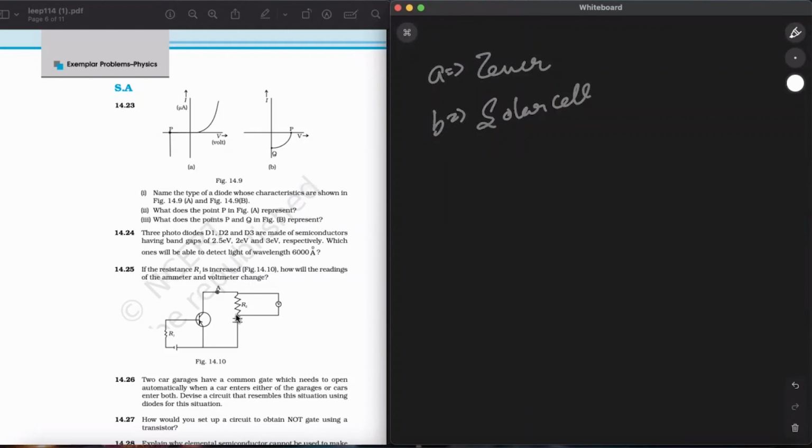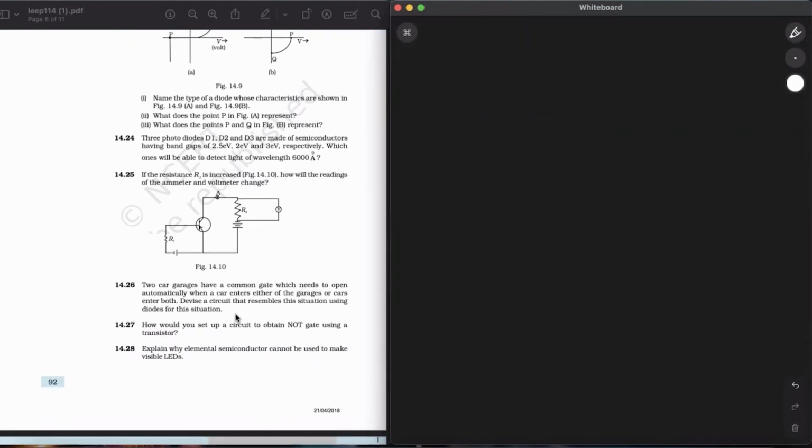Now we have question number 24. Three photodiodes D1, D2, D3 have band gaps of 5 electron volts, 2 electron volts, and so on. Which ones will be able to detect light of wavelength 6000 angstroms? We can just solve it by calculating the photon energy in electron volts.